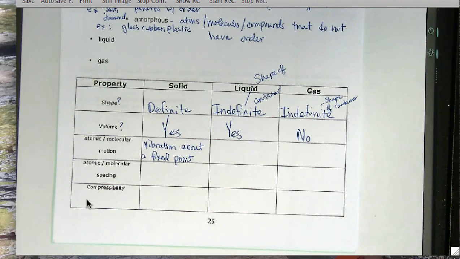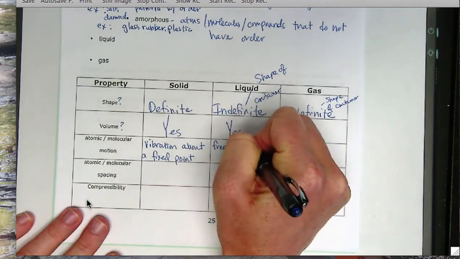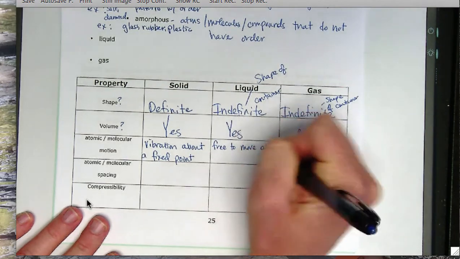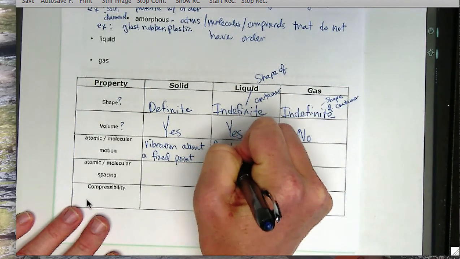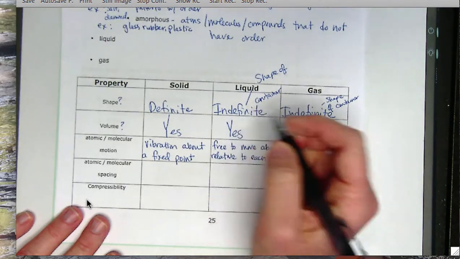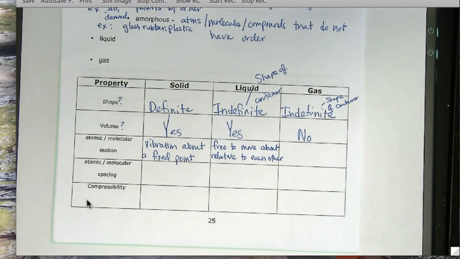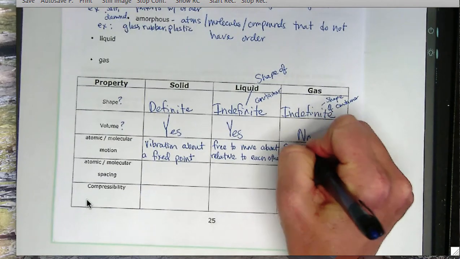With a liquid, the molecules or atoms are free to move about relative to one another. So there's motion. And we'll talk about the spacing in just a minute, and this will make more sense. The gas, same thing, are free to move about relative to each other.